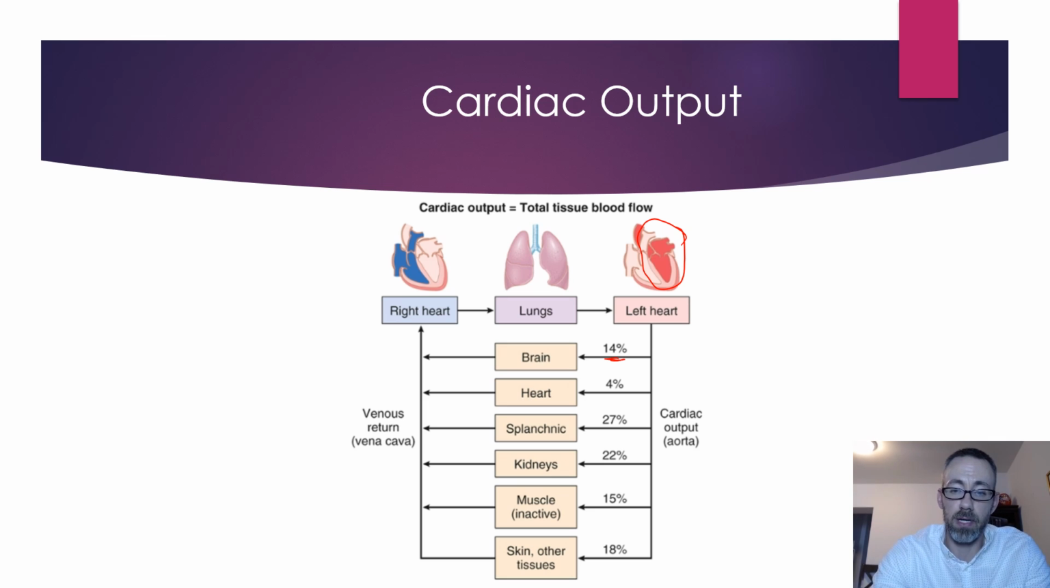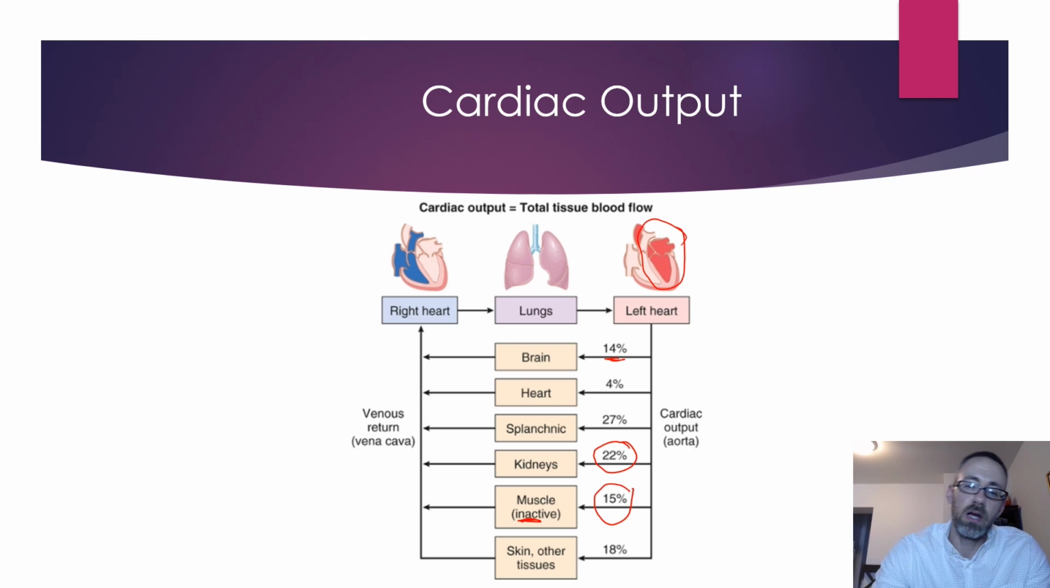All right, here's a number I'm going to be coming back to in the kidney lectures. 22% of that cardiac output goes to the kidneys. Inactive muscle here, so skeletal muscle, for example, would require about 15% at rest, and so on. So they all have different requirements, so therefore they get partitioned a little bit differently.